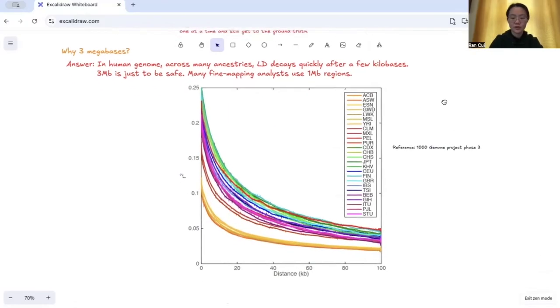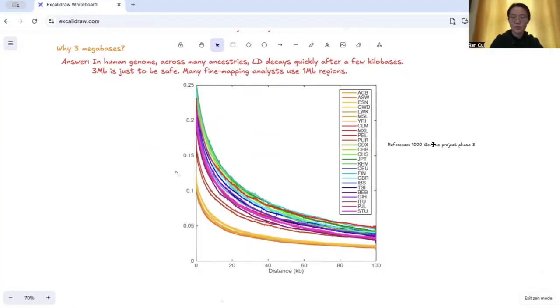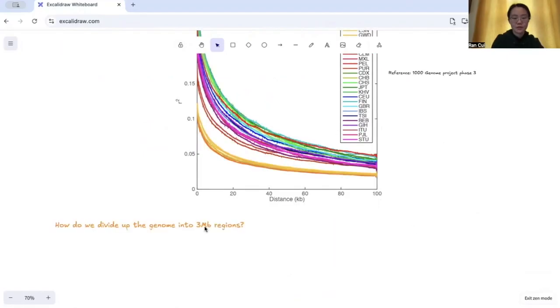Here's a plot from the very famous 1000 Genomes Project, phase 3, where a bunch of very hardworking scientists went and gathered genotyping data from many different people. They plotted the LD decay. As you can see, after a few kilobases, not even megabase pairs, the LDs start to be pretty minimal, below 0.05. So now we have established that 3 megabase pair regions around lead SNPs is a pretty good way to get fine mapping started.